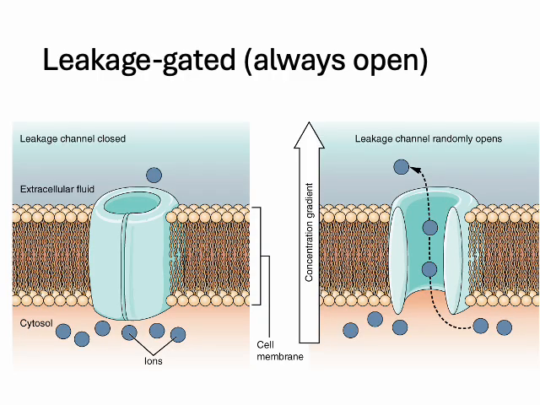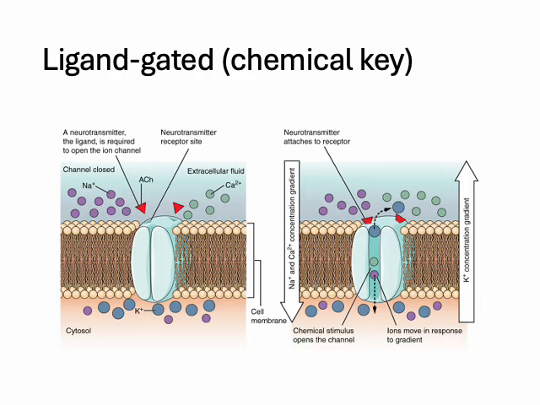So here's a picture of a leakage channel. Always open, right? Just kind of flows down its gradient. If we have more on this side, it'll flow out. If we have more on the outside, it'll flow in. It's just following the laws of thermodynamics. We can't open or close these at all. We're not going to control them.